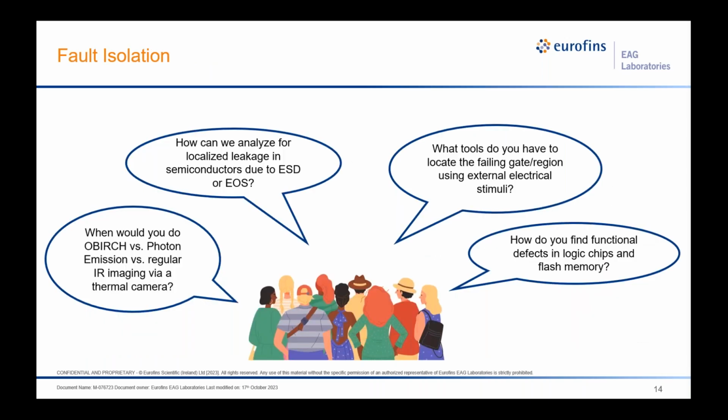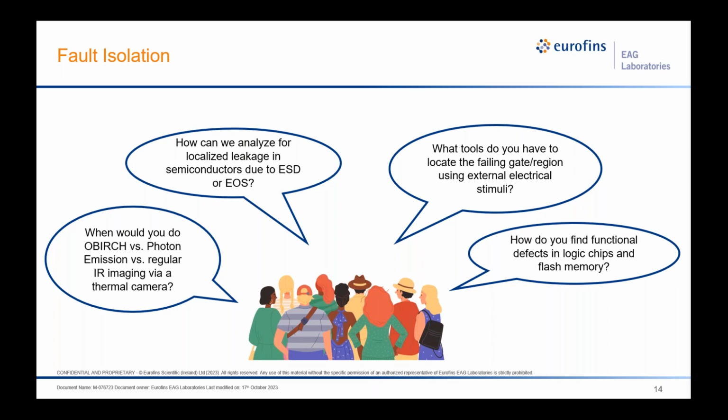Great, thank you. All right, moving on to the next category of questions, which is fault localization. We talked about some of the non-destructive analysis techniques and some of the results that we'll use to coordinate this next step of fault localization. Winston, you and your team in Northern California, in the Bay Area, have really semiconductor-centric clients there and support a lot of these varied investigations for fault localization. So, question for you: when would you use OBIRCH versus photon emission versus regular IR imaging via a thermal camera? Would you be able to address that?